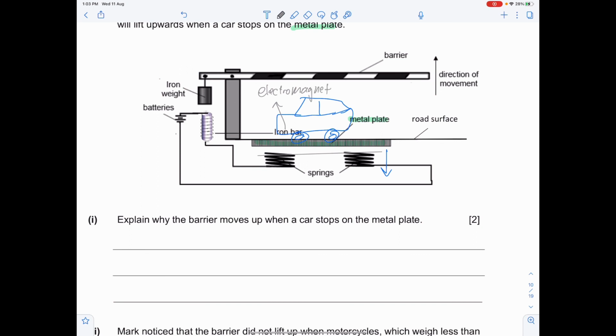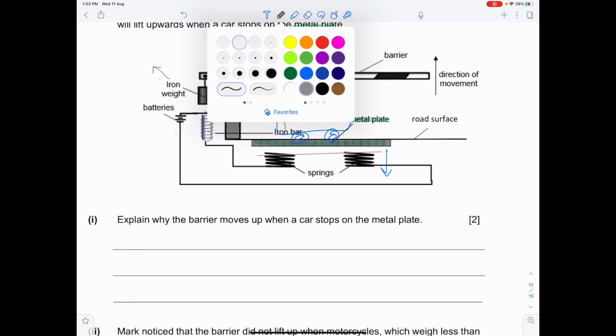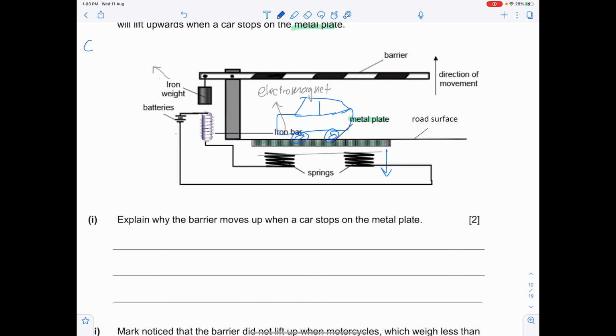Because it becomes an electromagnet, it will then attract your iron weight. So your iron weight is basically a magnetic material. Now I know I've done this so many times, but these are very, very common things. For magnetic material, always remember COINS. CO stands for cobalt, I stands for iron, N stands for nickel, and S stands for steel. So when you attract this iron weight down towards this way, it will cause your barrier to tilt upwards. And this is how the whole thing goes.